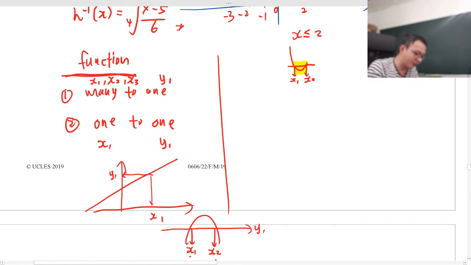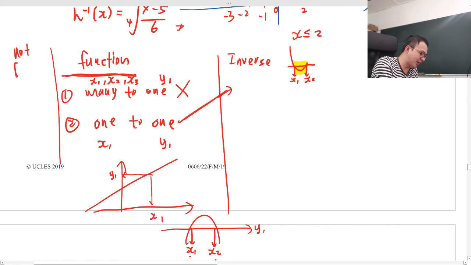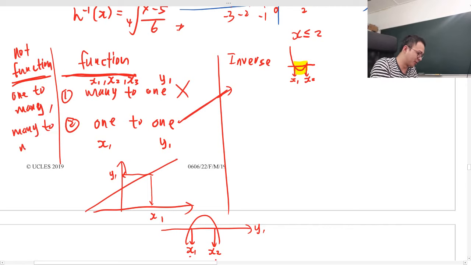Alright, but for inverse, they can only take 1 to 1. Only 1 to 1 can go to inverse, many to 1 cannot. So therefore, we still have something like not a function over here. 1 to many is considered not a function, and many to many definitely is not a function.